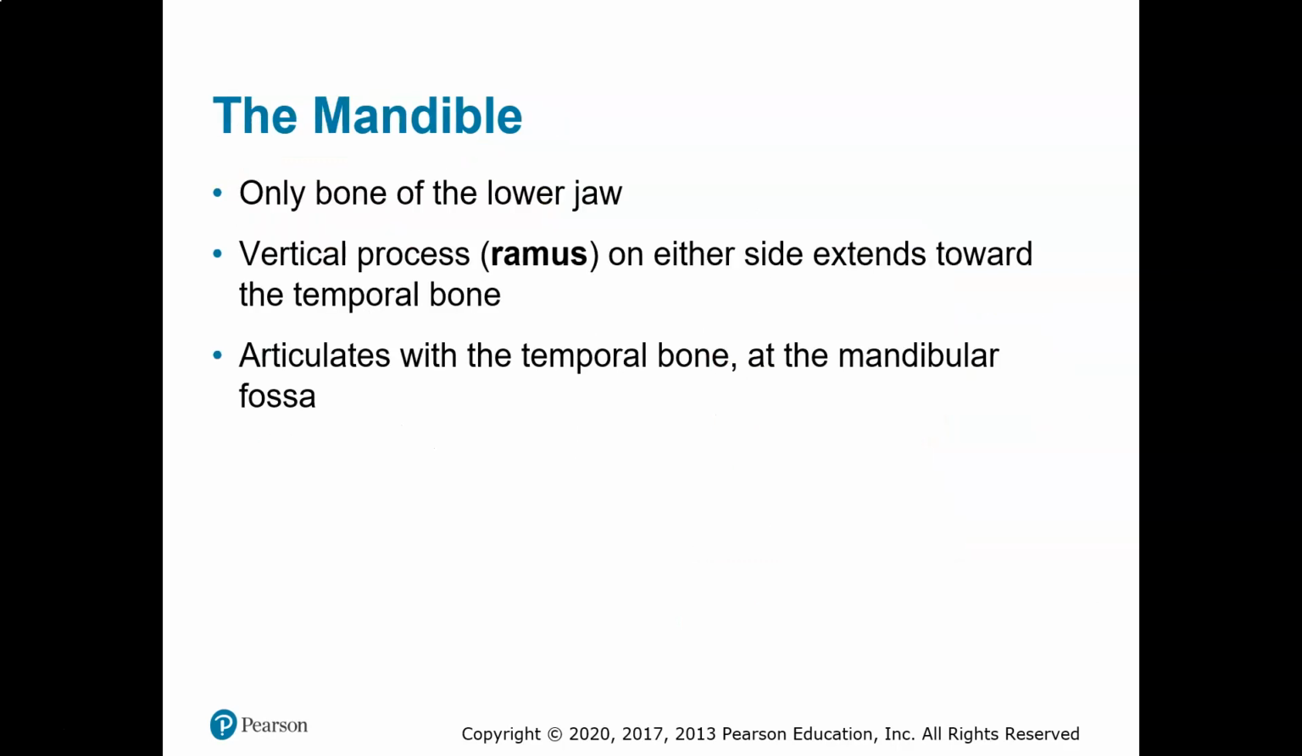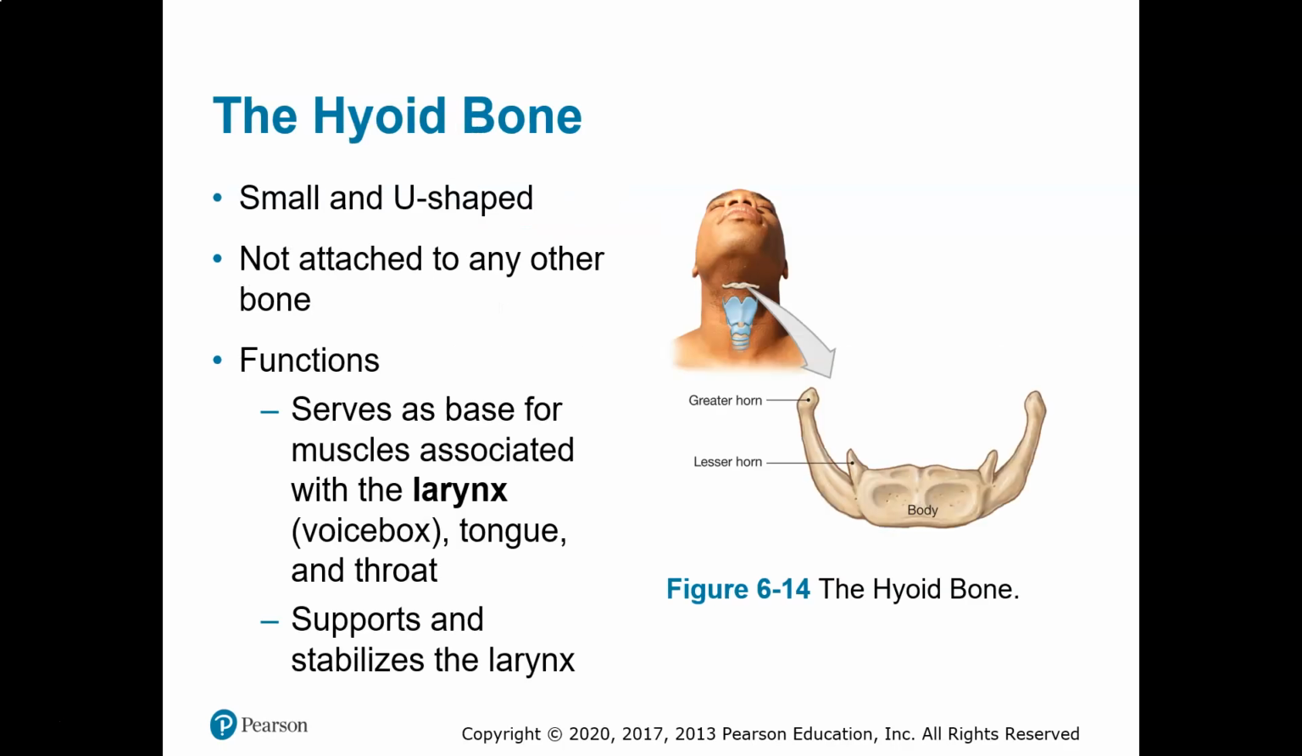The mandible is the lower jaw, the jawbone, and it articulates with the temporal bone at the mandibular fossa, which is like a little depression so that the temporal bone can fit into that depression.